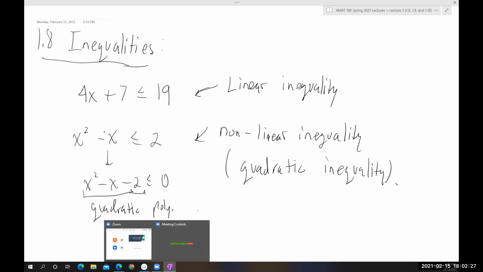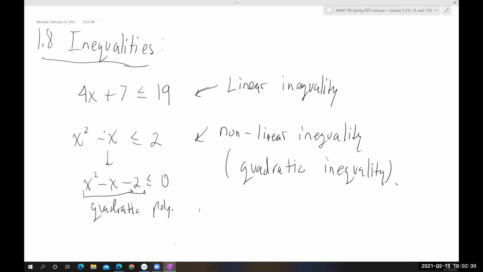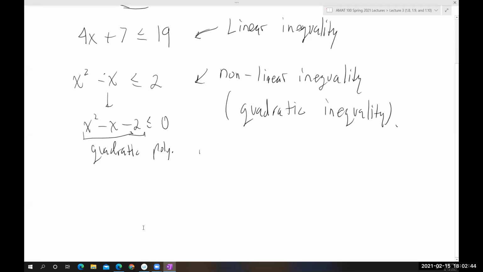The equations we encountered so far generally have a finite number of solutions. A linear equation might have one solution, and a quadratic equation might have at most two solutions. But for inequalities, it's possible to have an infinite number of solutions. And that's something we're going to concern ourselves with in this section. We're going to try to describe the solution set of an inequality.